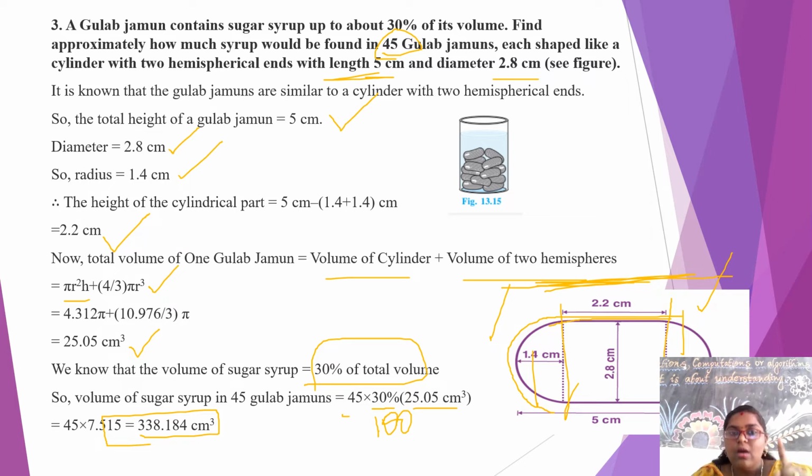Clear? One extra work we are doing after finding the volume of one gulab jamun. What we are doing? 45 gulab jamuns are there overall. So 45 into 1 gulab jamun volume. After that, they have given that the sugar syrup is 30% of the volume. So 30% means how can we write? 30 by 100. After simplifying, we are getting the answer. Clear? So next question.